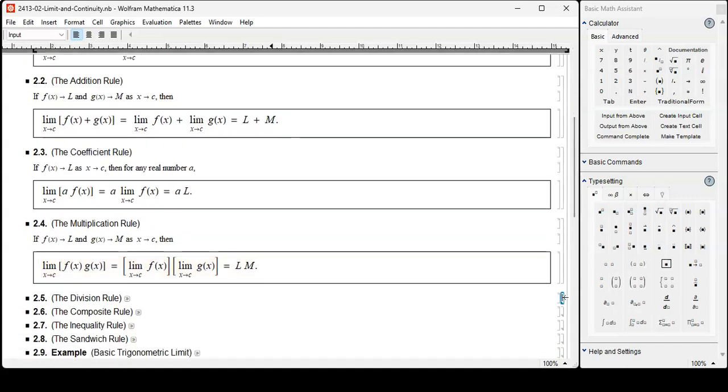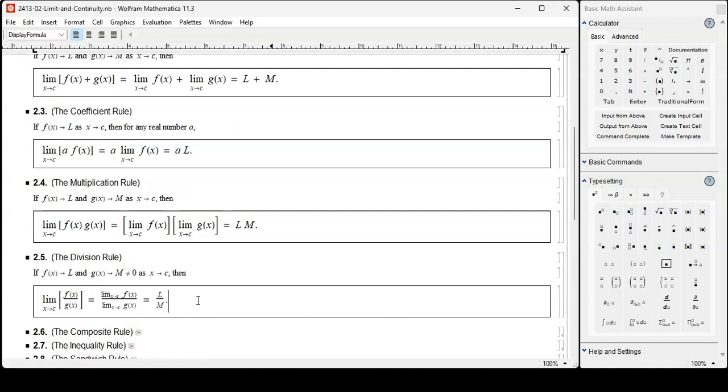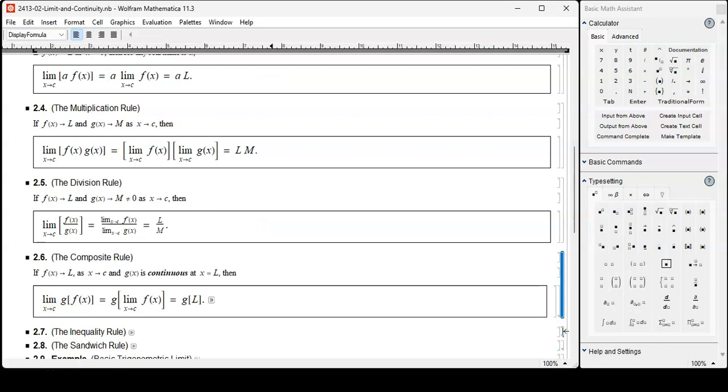One more natural rule, the division rule. The limit of a quotient is the quotient of the limits, and it comes with baggage because the denominator cannot be 0, so we have to add one more condition here. The denominator m is non-zero. Otherwise, pretty natural. A little bit more? Okay, all right.